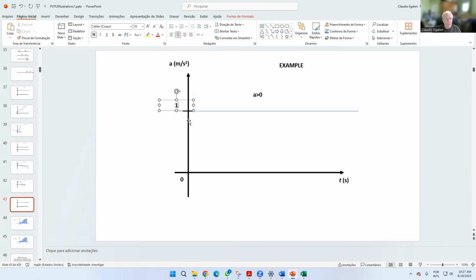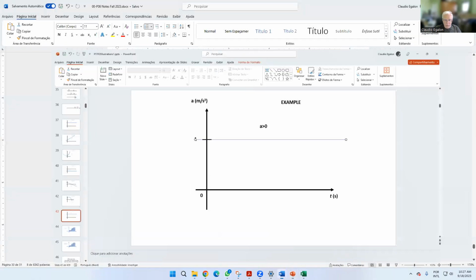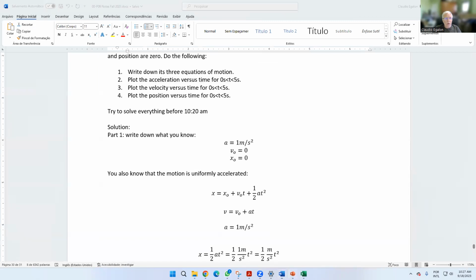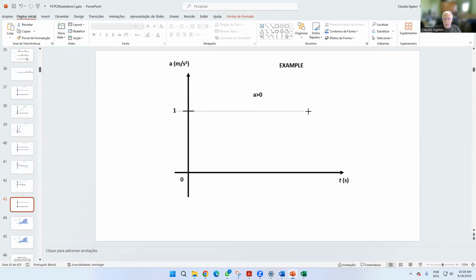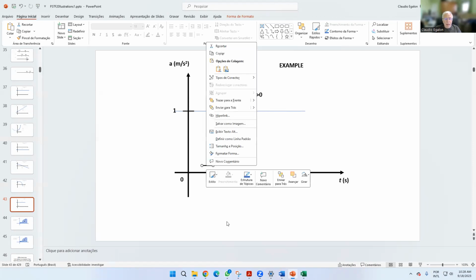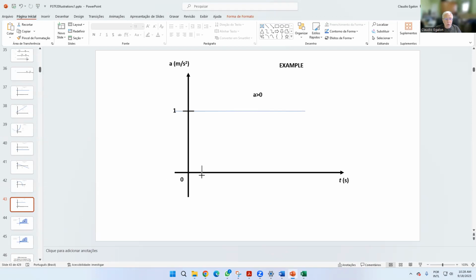No, not 5, it's 1, right? And by the way, I said from 0 to 5 seconds, right? Yeah, 0 to 5 seconds. And now I have to put the scale right in here. Okay, let's see if I can do that. Scale, let's see. Rotate this guy. I'm not going to rotate, it's too much trouble. Okay, just rotate like that.